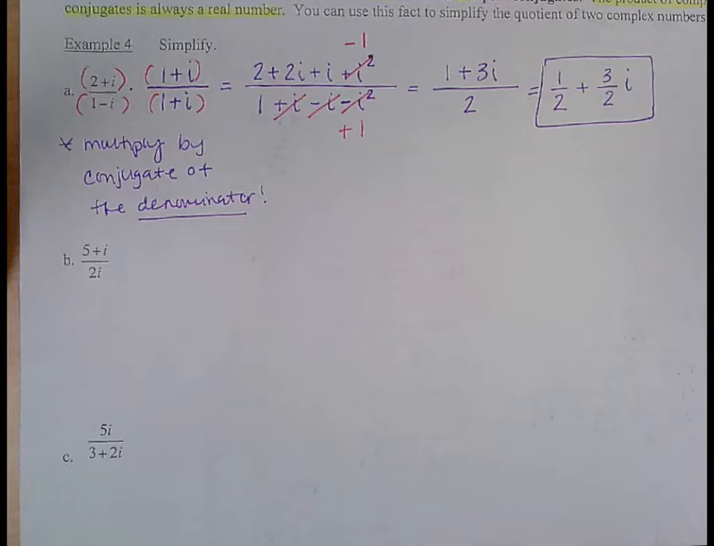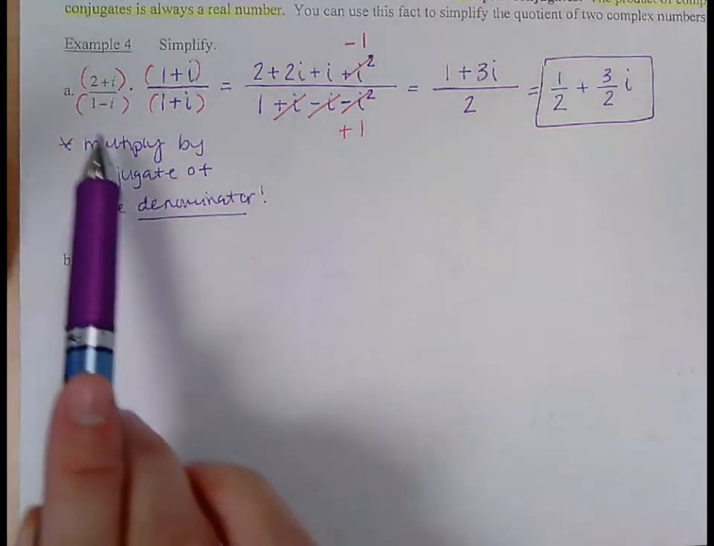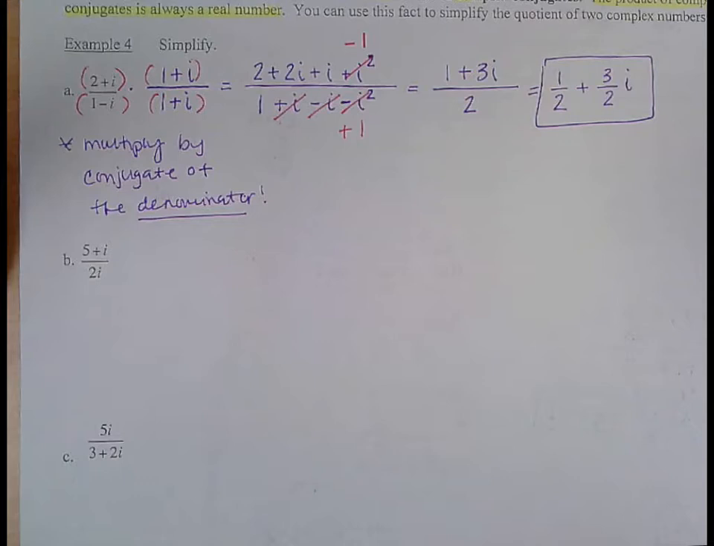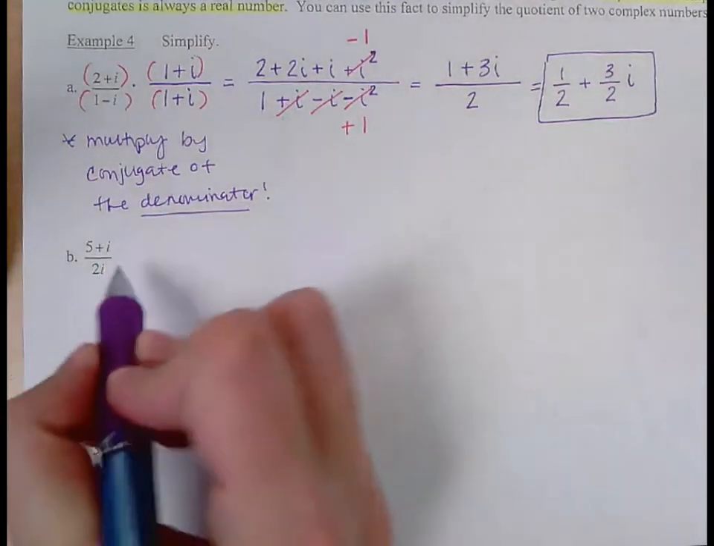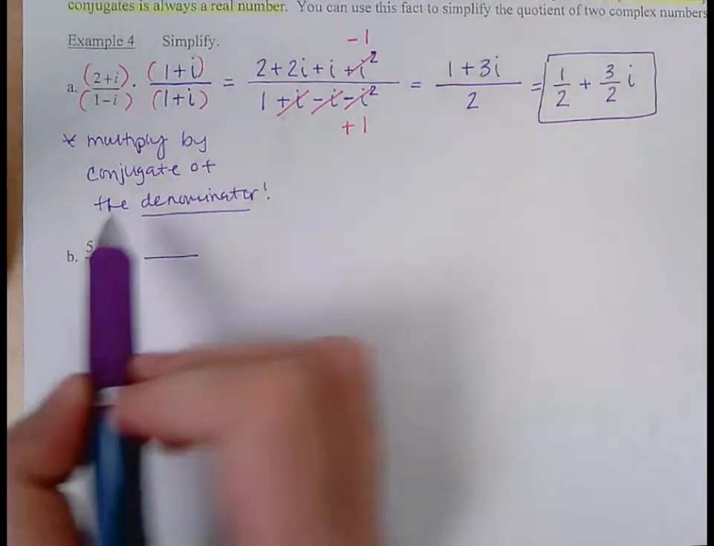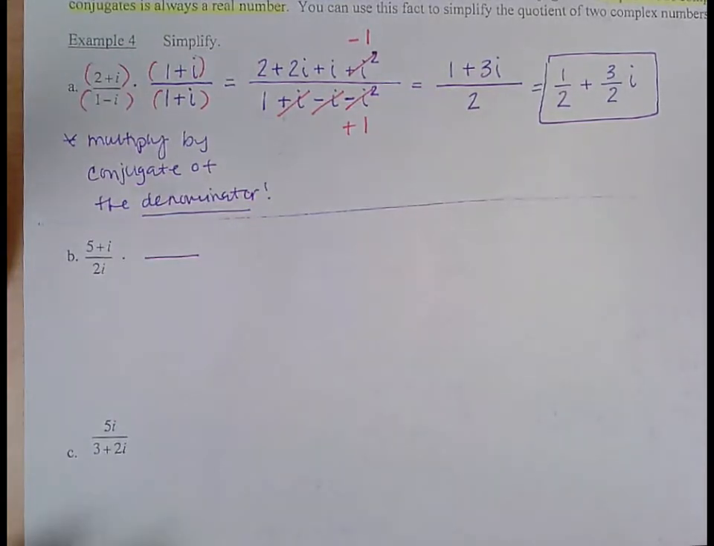Questions on part A? Okay, and make sure you understand that goal of getting the i out of the denominator. That's the whole reason you're multiplying by the conjugate. So if we look at B, this one is set up a little differently, but we still have an i in the denominator. And you still follow the same process of multiplying by the conjugate of the denominator.